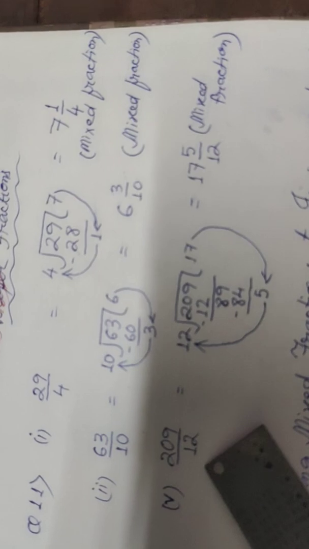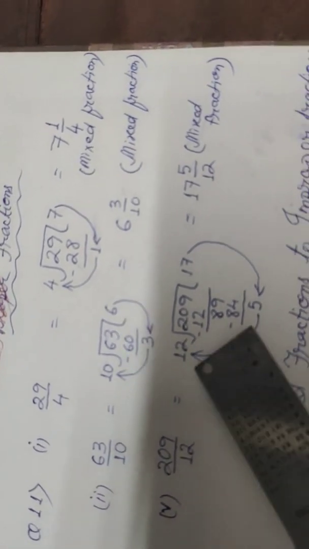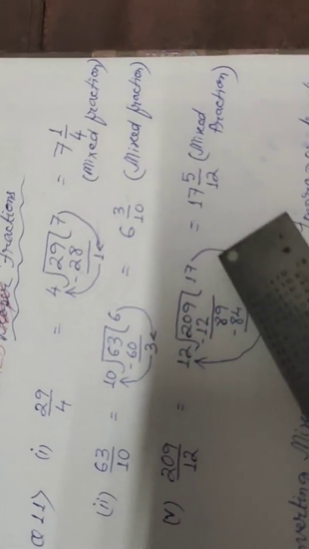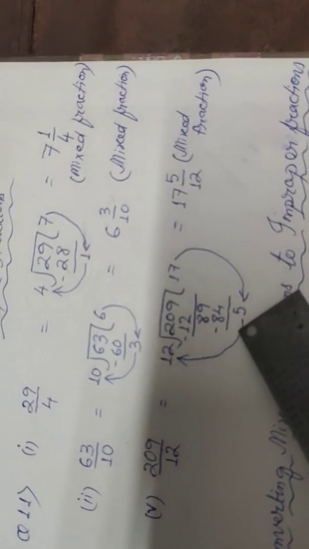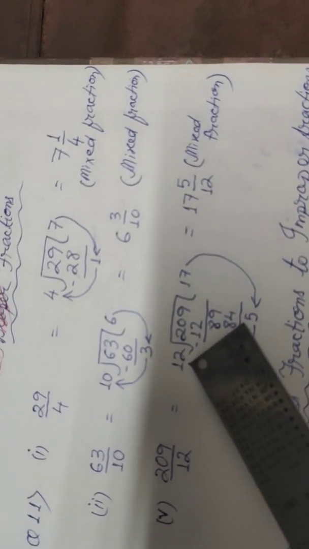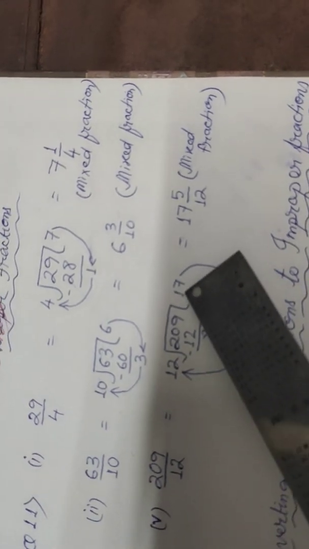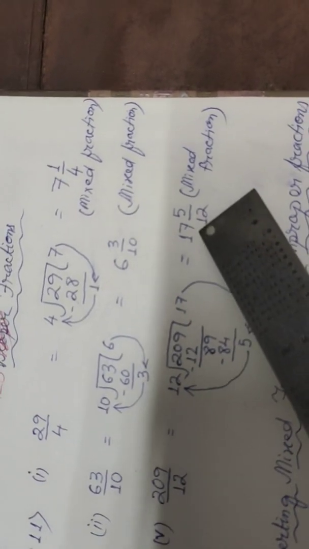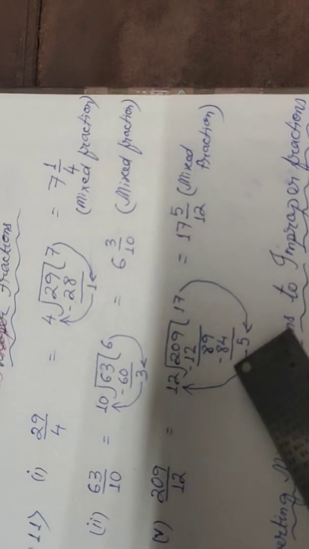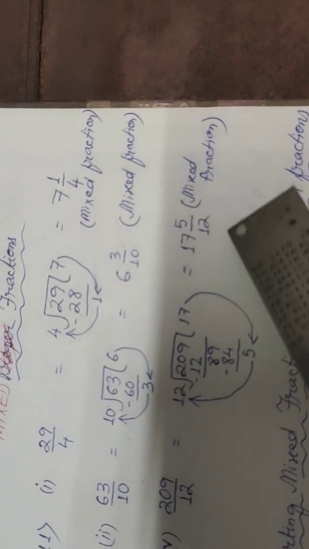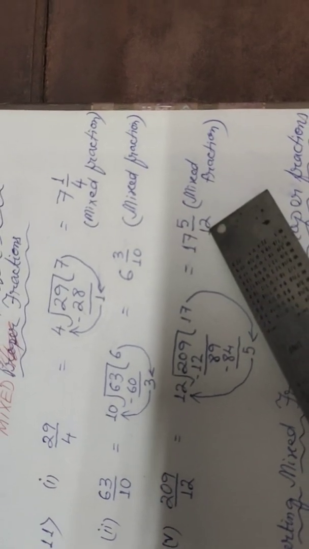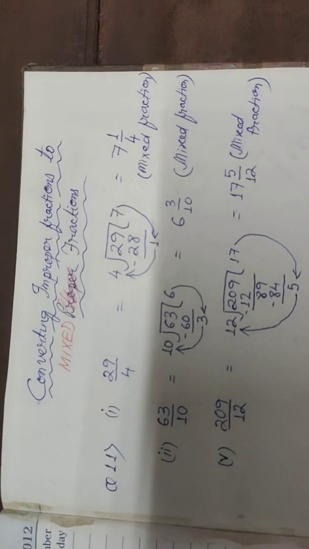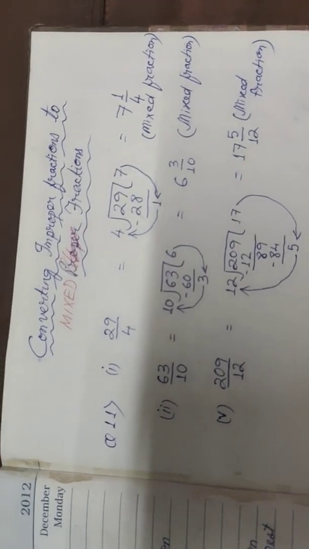The next one is 209 by 12. So I have done the division over here. As you can see, the quotient that we got is 17, remainder 5, and of course the divisor was 12. So first to be written is the quotient here. Quotient is the number, then the remainder is the numerator of the mixed fraction, and the divisor is the denominator of the mixed fraction. So this is how we convert an improper fraction to a mixed fraction.